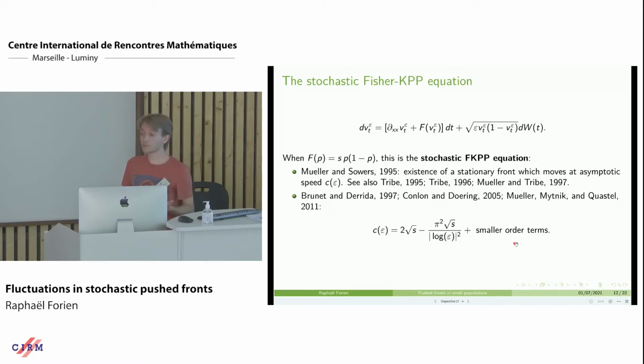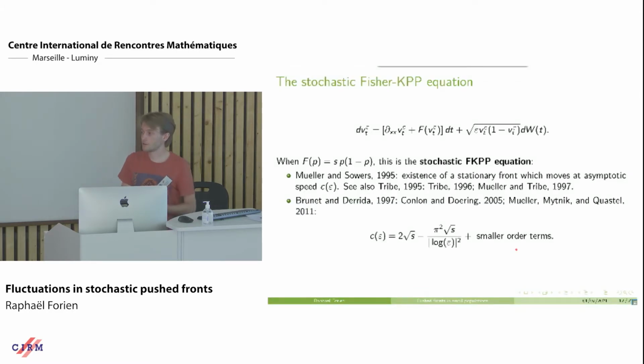So this twice square root of s is not surprising because it's the speed of the deterministic wave. So you expect that when epsilon goes to 0, this speed should converge to the speed of the deterministic wave. This log epsilon squared is a bit more surprising. It's a very big correction. So it's going to the deterministic speed, but very slowly as epsilon goes to 0. So the noise has a dramatic effect on the propagation of the front.